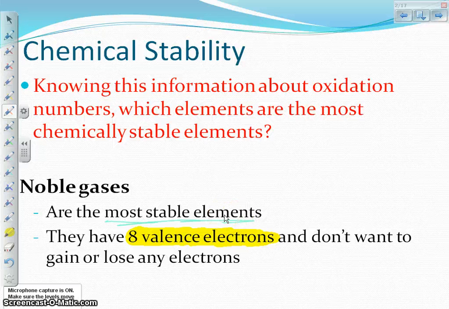Every other element, however, is striving to be like a noble gas, to have a stable outer energy level, to have its 8 valence electrons. In order to do that, other atoms are going to go through and gain or lose electrons to try to get to that magical number of 8 valence electrons.